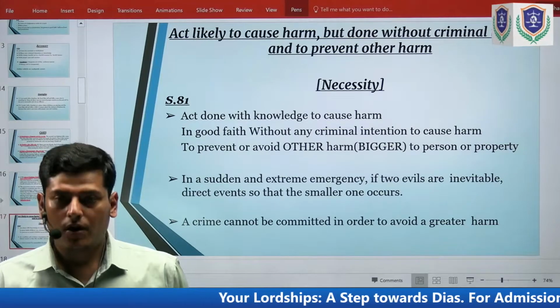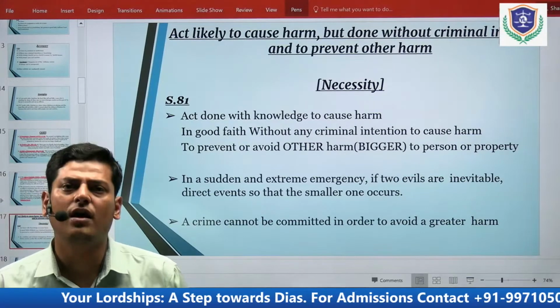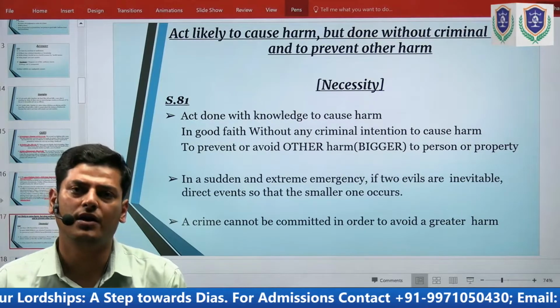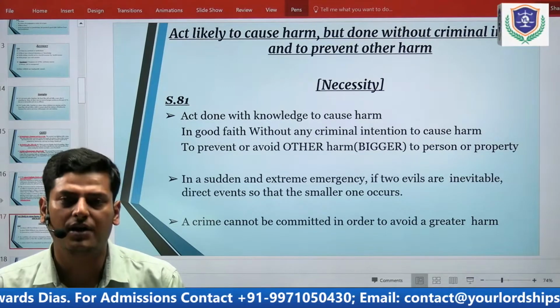So, we'll continue our discussion on general exceptions. In the previous class, we had finished until section 80. Now, moving ahead, we have reached section 81.